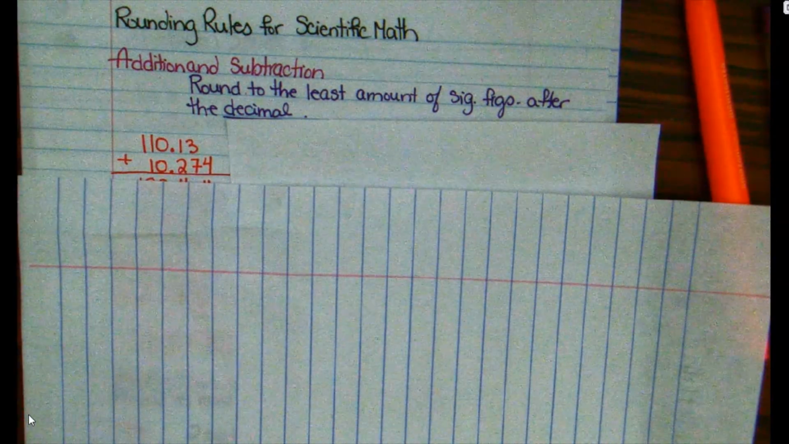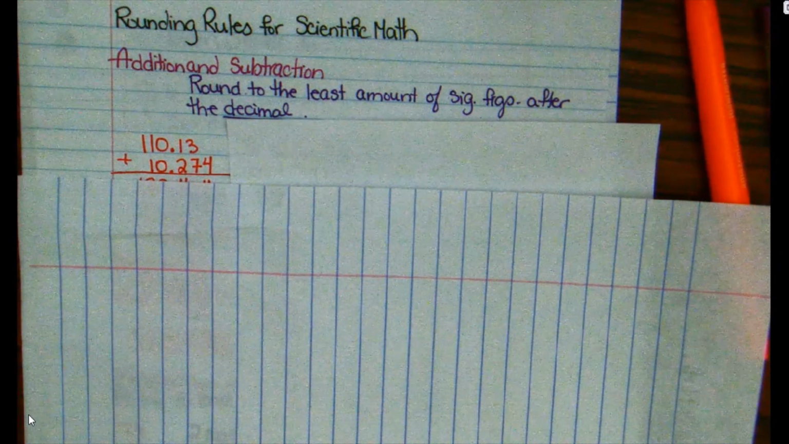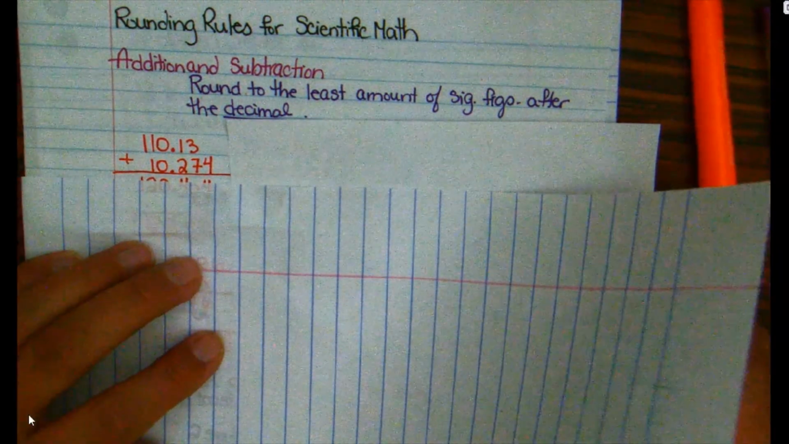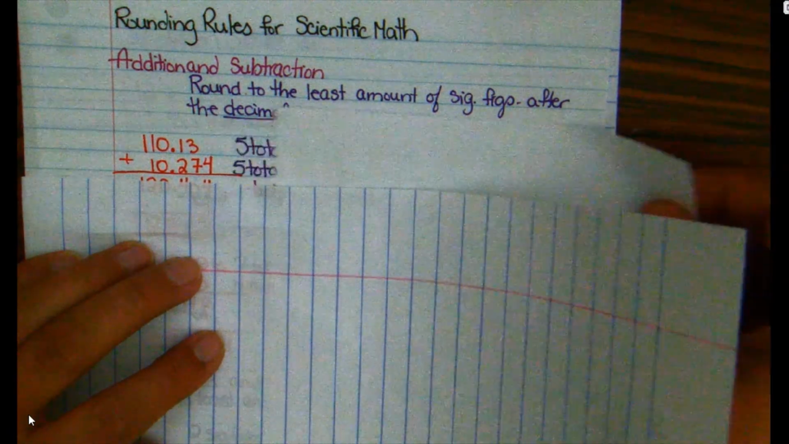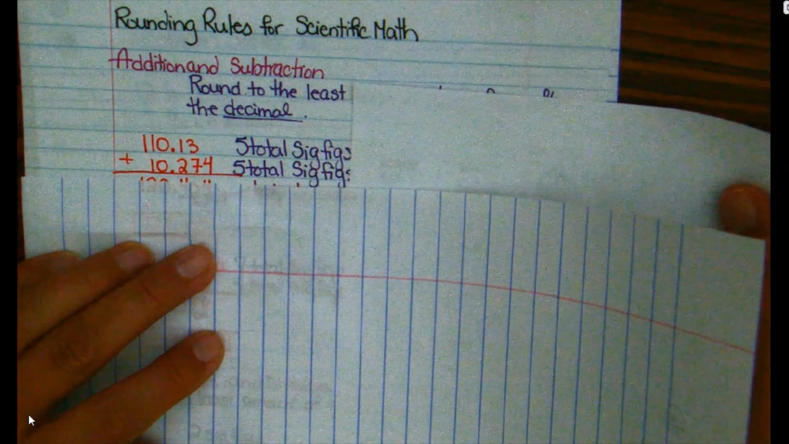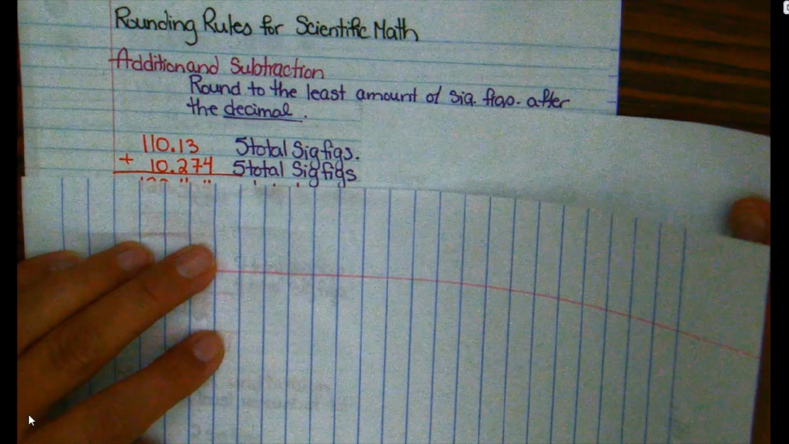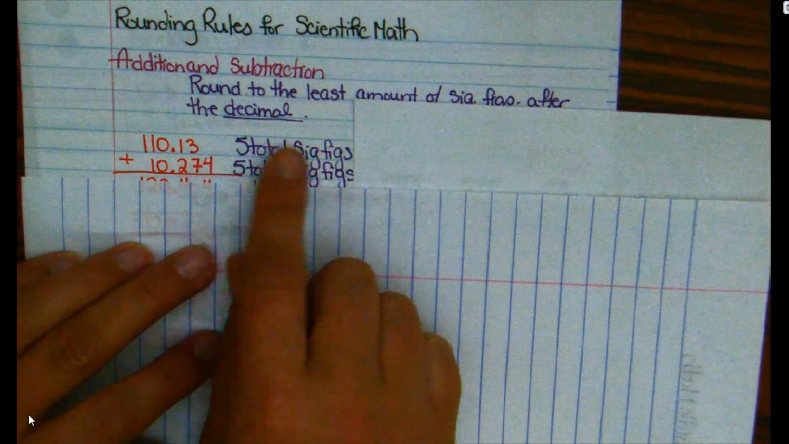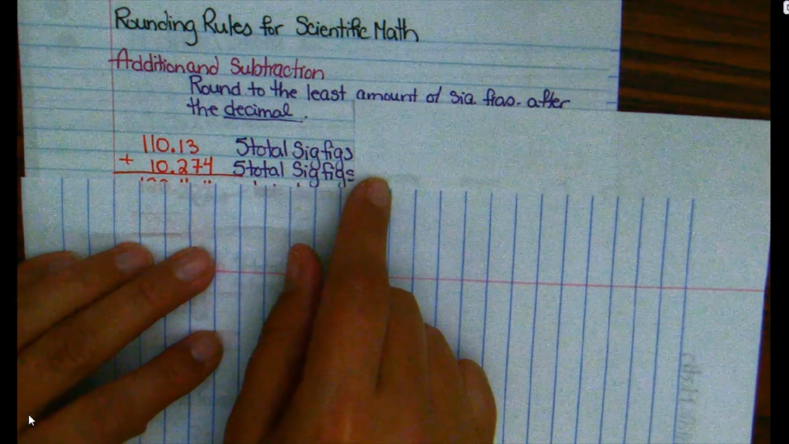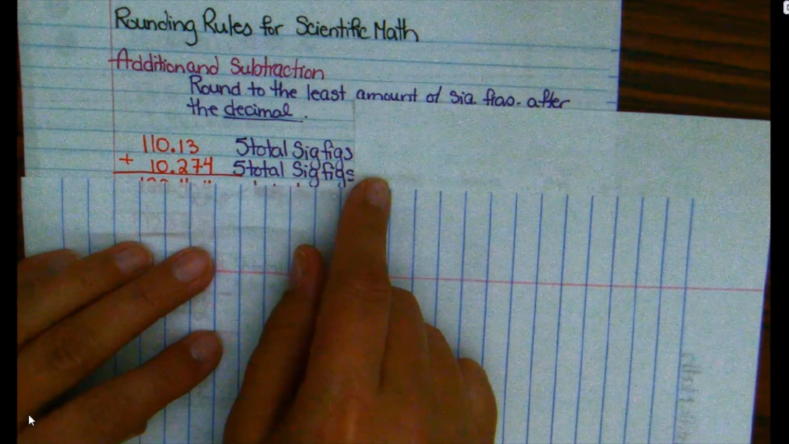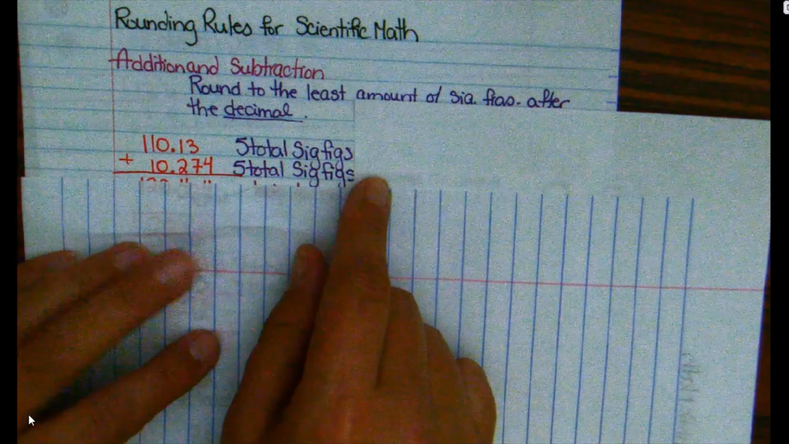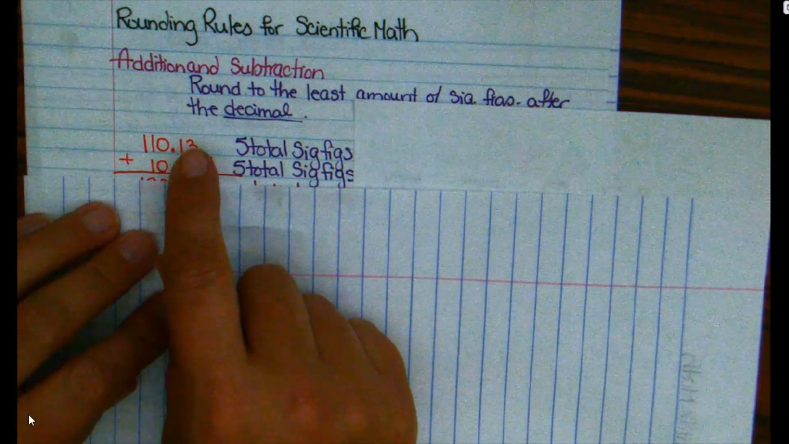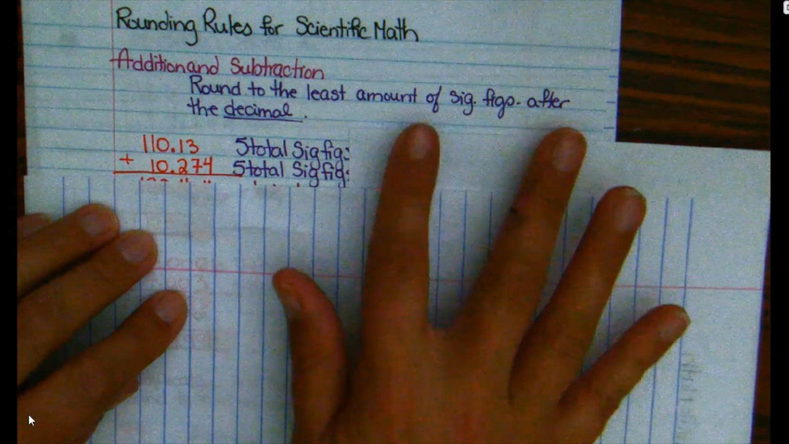Let's solve 110.13 plus 10.274. The first thing that we note is that they each have a total of 5 significant figures. But per our rules, it doesn't really matter what the total significant figures are. What matters is the significant figures after the decimal. So let's count this top number. After the decimal, we have 1, 2 significant figures.